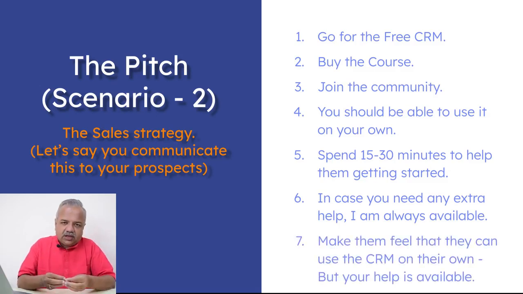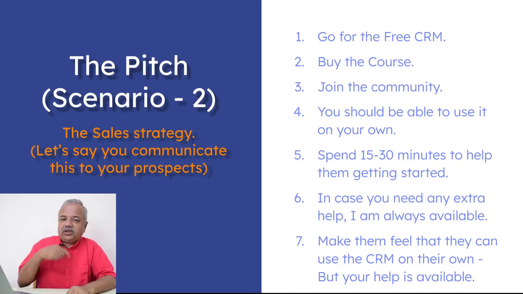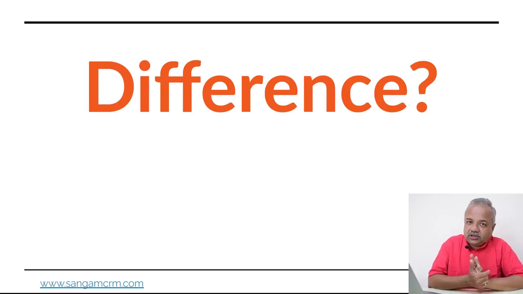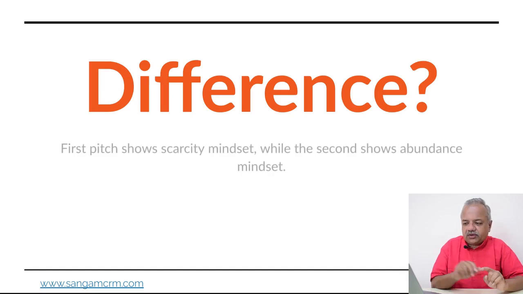So, what happened here is you are making them feel that they can use it on their own. Everything is given and they can do it themselves. If you are stuck, I'm there, right? You were telling this in the first scenario too, but what were you telling? You cannot do it without me. What are you telling here? You can do it on your own, but I'm there to help. Now, it is necessary to understand the difference between the two. How do you compare them? I've already hinted about it earlier in this video 2 to 3 times. Let us understand again what the difference between scenario 1 and 2 is.